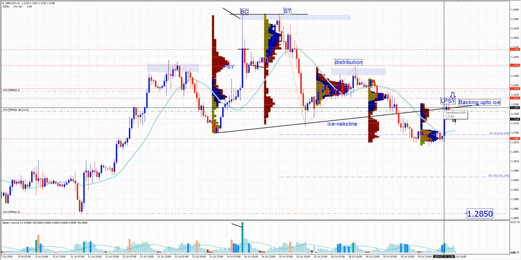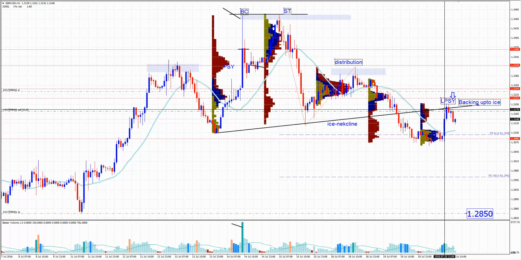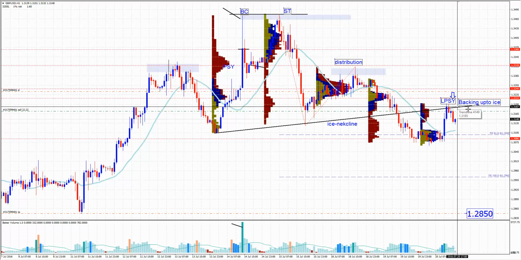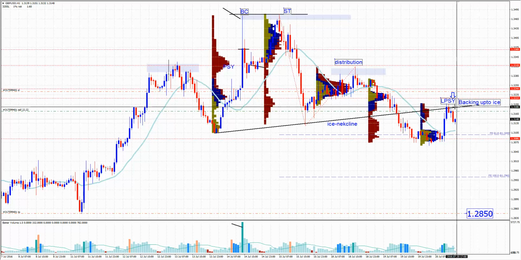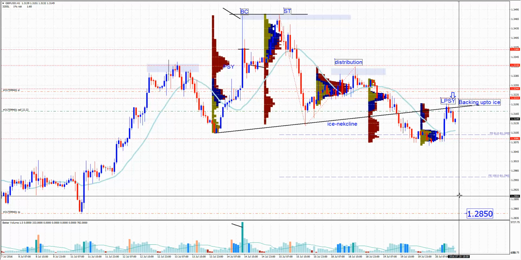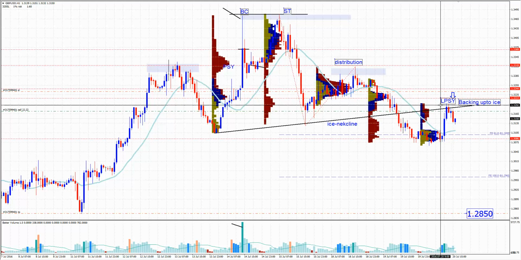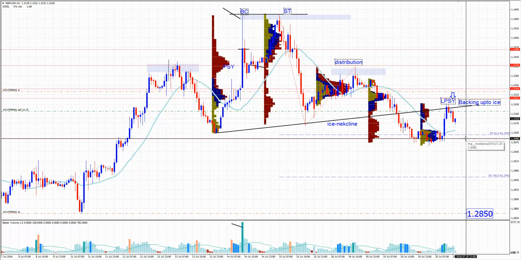We call this, in the Wyckoff terminology, backing up to the ice, and this will probably create the last point of supply there, which will later on be a basic last point of supply. I'm really still expecting the 1.2850, 1.2800 level to be tested in the next few days.